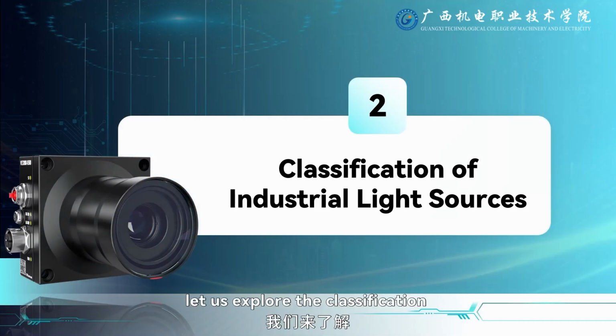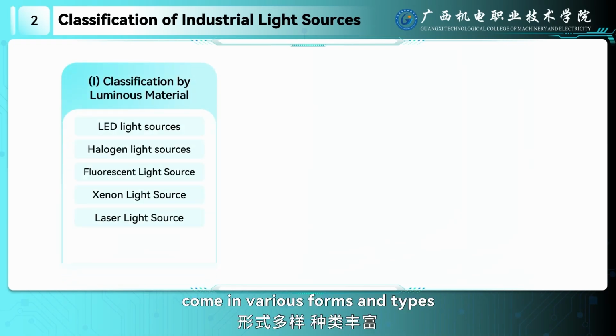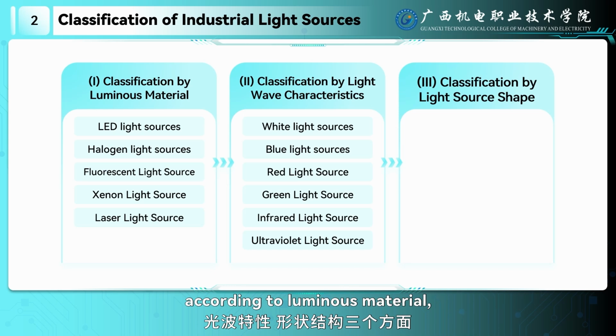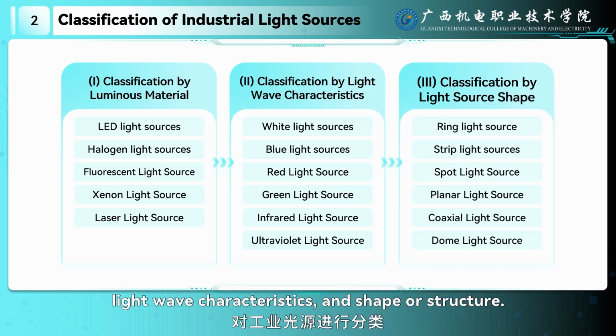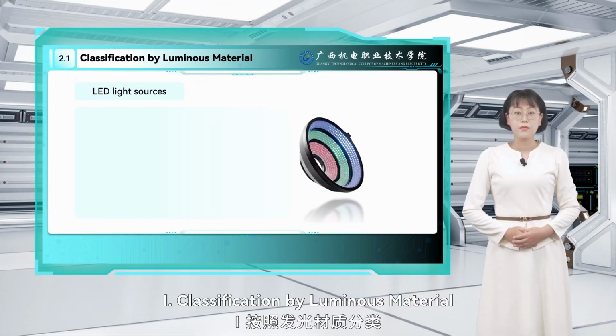Next, let us explore the classification of industrial light sources. Industrial light sources come in various forms and types, and are typically classified according to luminous material, light wave characteristics, and shape or structure. Number 1. Classification by luminous material.